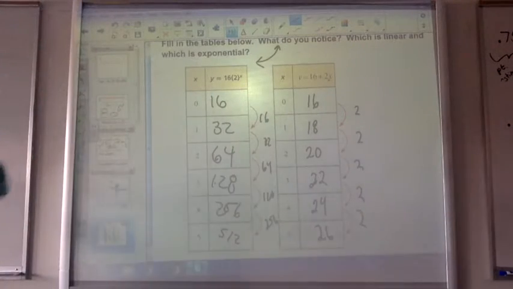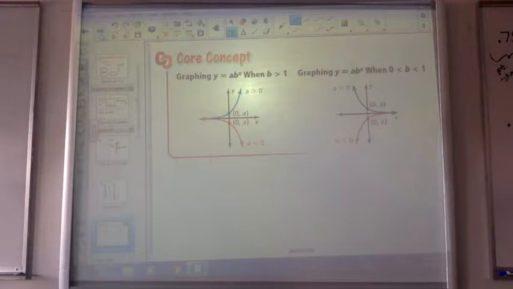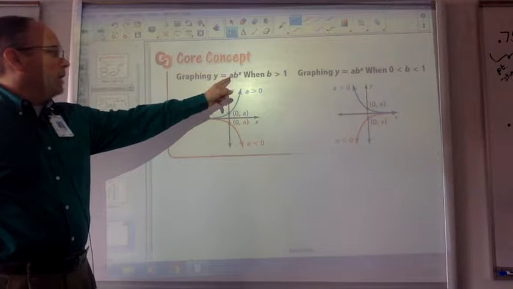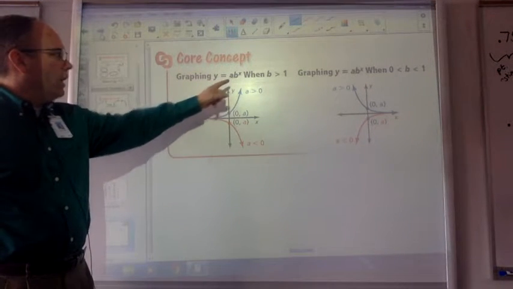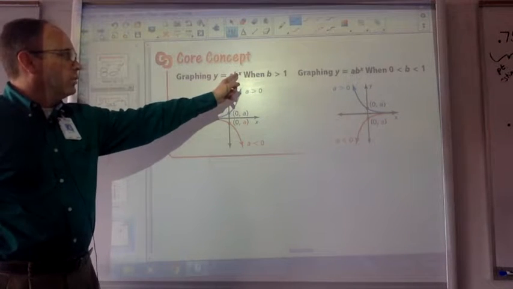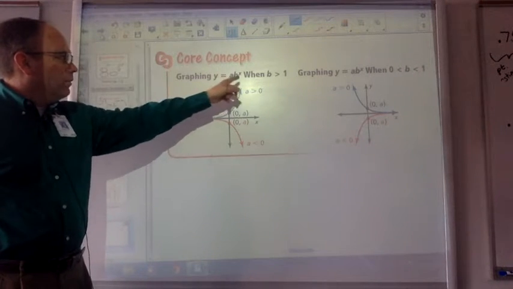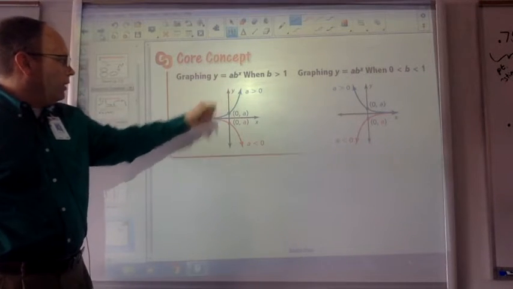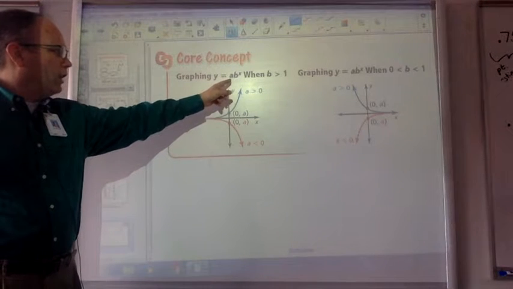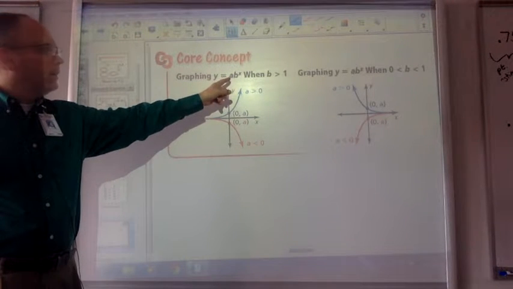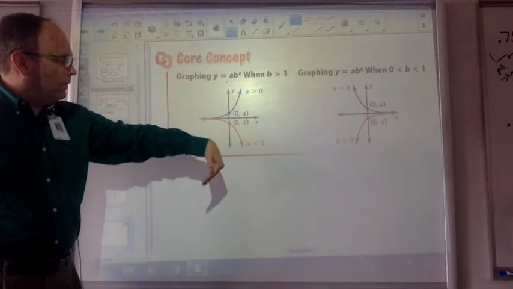Let's see. This one. All right. Oh, we just talked about these. Okay, so you have when A is greater than 0. So when this is a number that's larger than 0, and your B value is bigger than 1, so that's 2, 3, 4, 5, 6, 7, you grow like this. When your A value is less than 0, so when that's negative, but your B value is doing that.